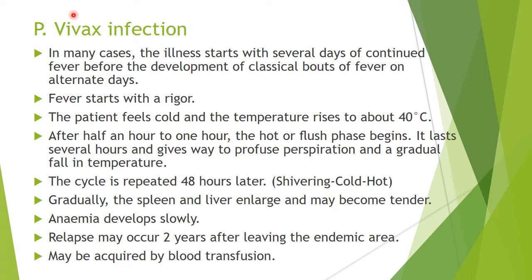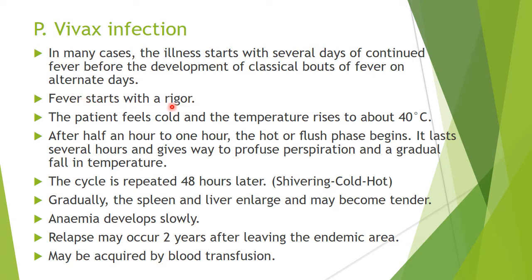About Plasmodium vivax infection, the illness starts with several days of continued fever before the development of classical bouts of fever on alternate days. So initially the fever is continuous type, and then there will be classical bouts of fever on alternate days. Fever starts with a rigor.